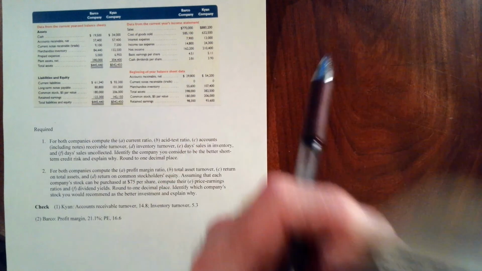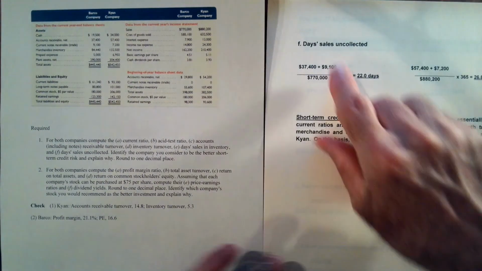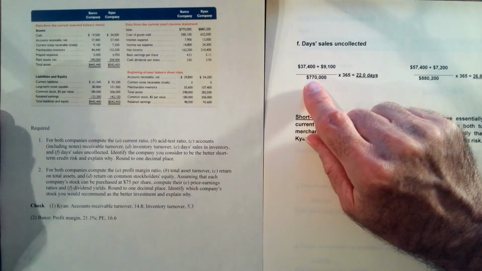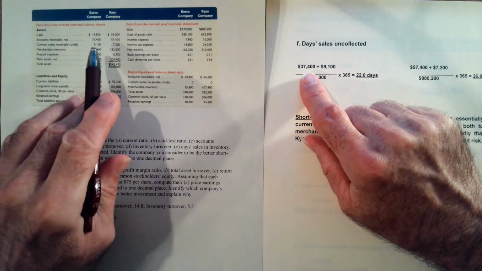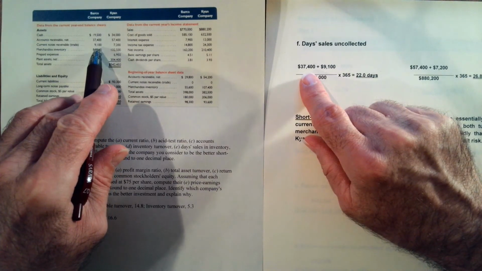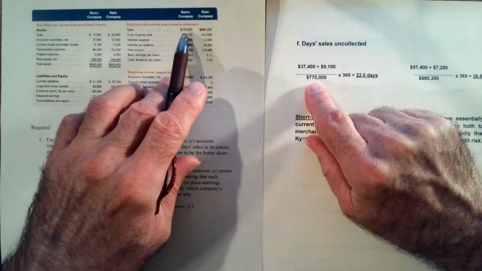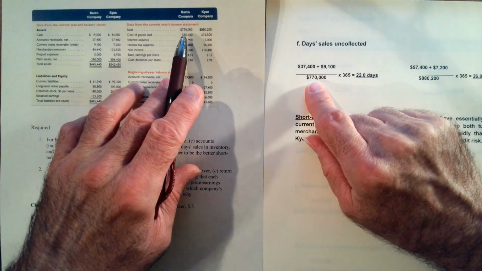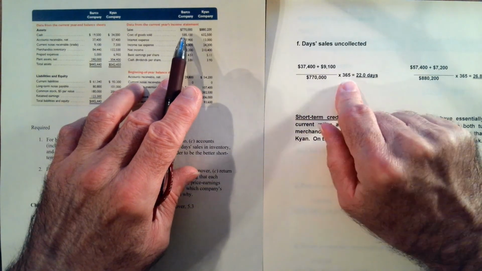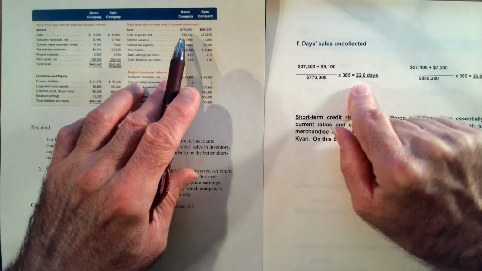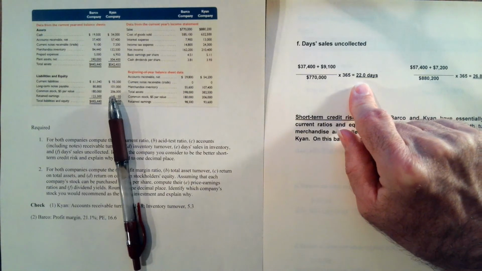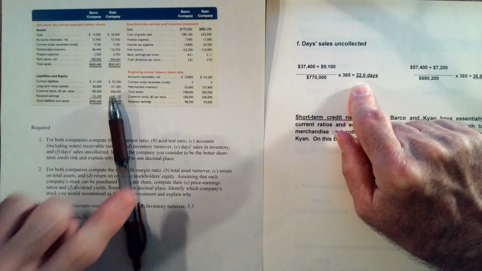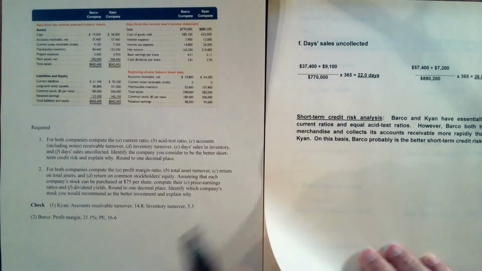And then the last one in here is days sales uncollected. This is accounts receivable. How long does something sit in accounts receivable? You take 37,400 and 9,100, there's your numerator, divided by your net sales. Again, there's the inverse of what we just looked at for the accounts receivable turnover ratio. Multiply by 365 days, and the answer is 22 days. So things remain in accounts receivable for 22 days.